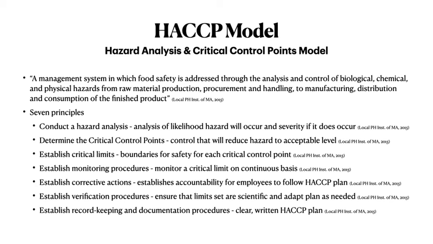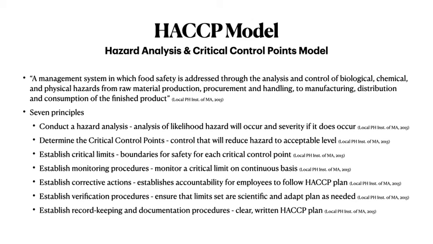First, it is to conduct a hazard analysis, which means that you analyze the likelihood of a hazard and the severity of it should the hazard occur. The second principle is to determine the critical control points. This is a control that will reduce the hazard to an acceptable level. Thirdly, establish critical limits. Critical limits are boundaries for safety for each of the critical control points.